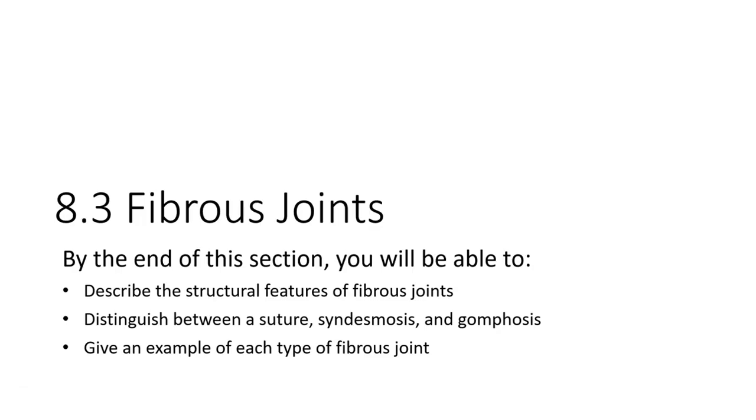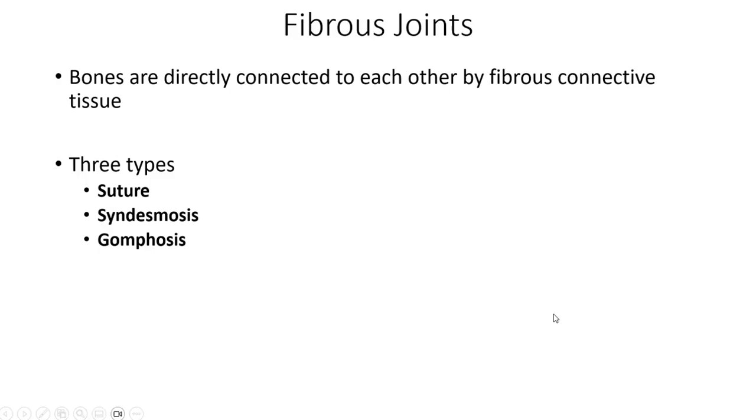All right, so let's look at fibrous joints. We're going to break these down a little bit, so we have some different types of these fibrous joints that we'll look at, and we'll see some examples. So again, we're connecting these by fibrous connective tissue. We have three types: sutures, syndesmosis, and gomphosis.